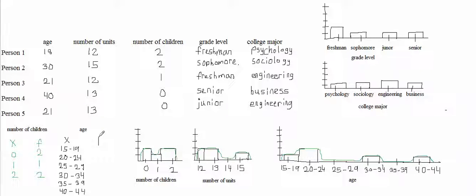In the F column, we'll just have the frequencies, which are the heights of the bars. We had 1. We had 2 right here. Then we had 0 right here, because we had no bar at all. Then we had 1, 0, 1.